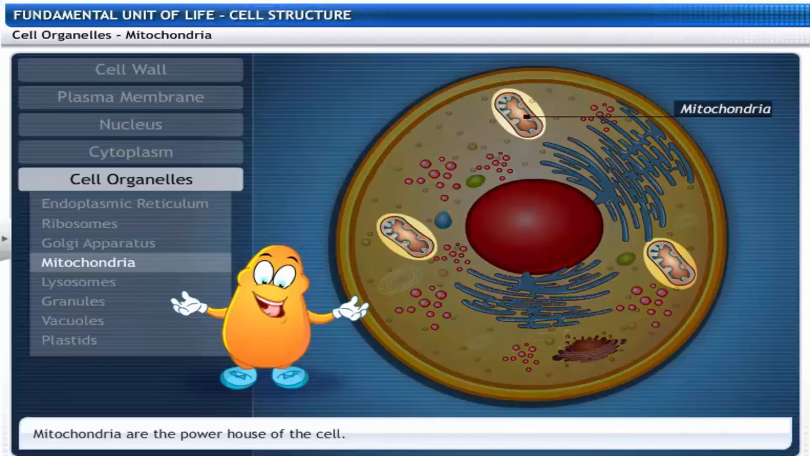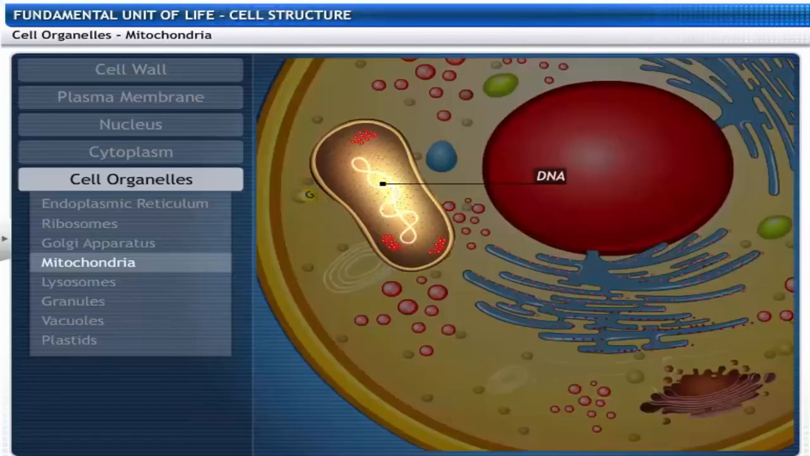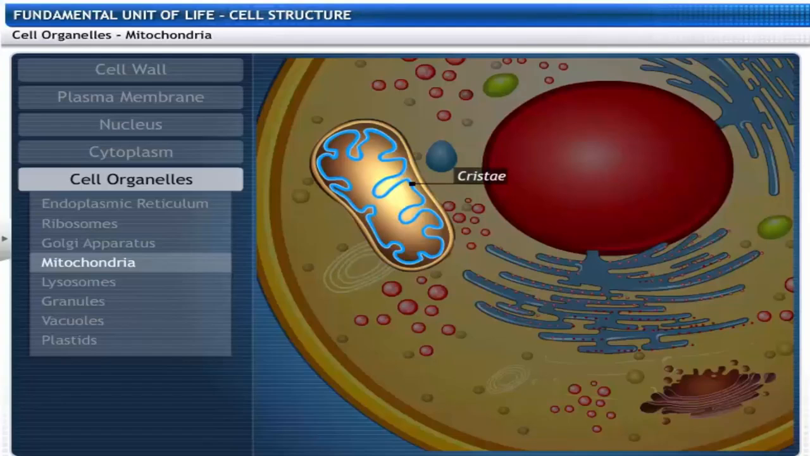This is the powerhouse of the cell called mitochondria. They have their own DNA and ribosomes to synthesize respiratory enzymes. These enzymes oxidize glucose molecules to produce energy in the form of adenosine triphosphate or ATP. This energy is used for chemical activities and mechanical work. Mitochondria have outer and inner membranes. The inner membrane folds into cristae, creating more area to make ATP.